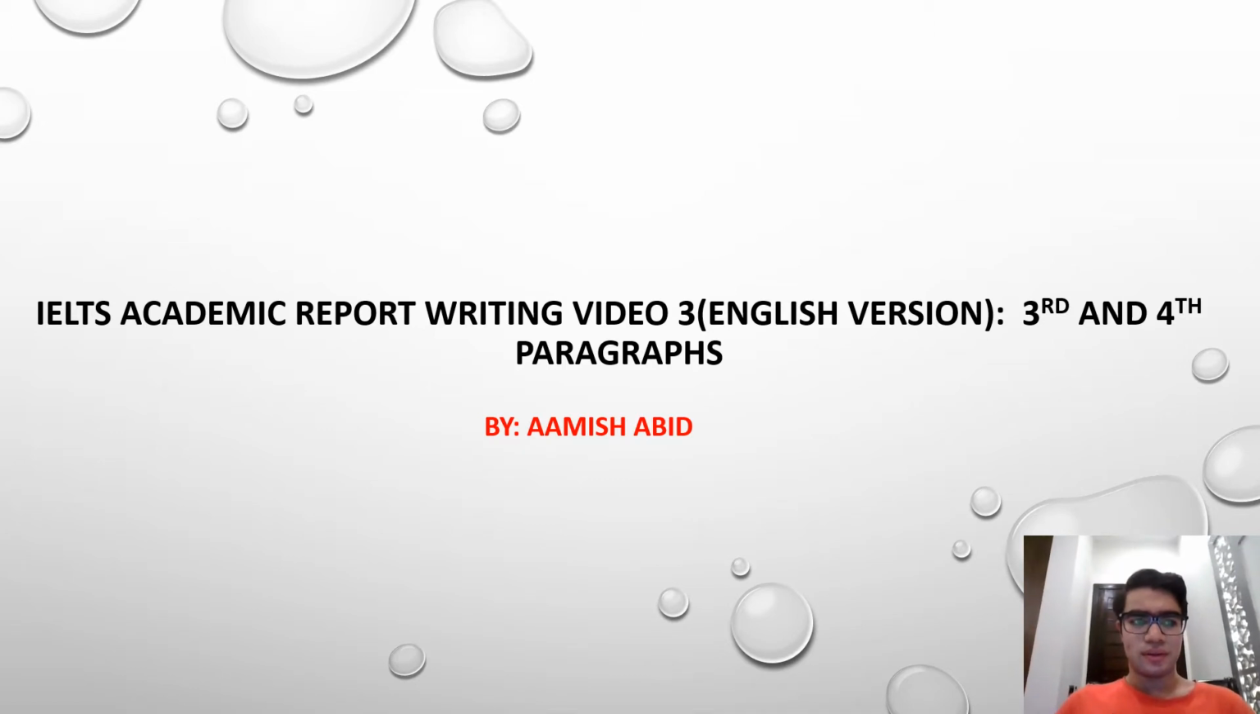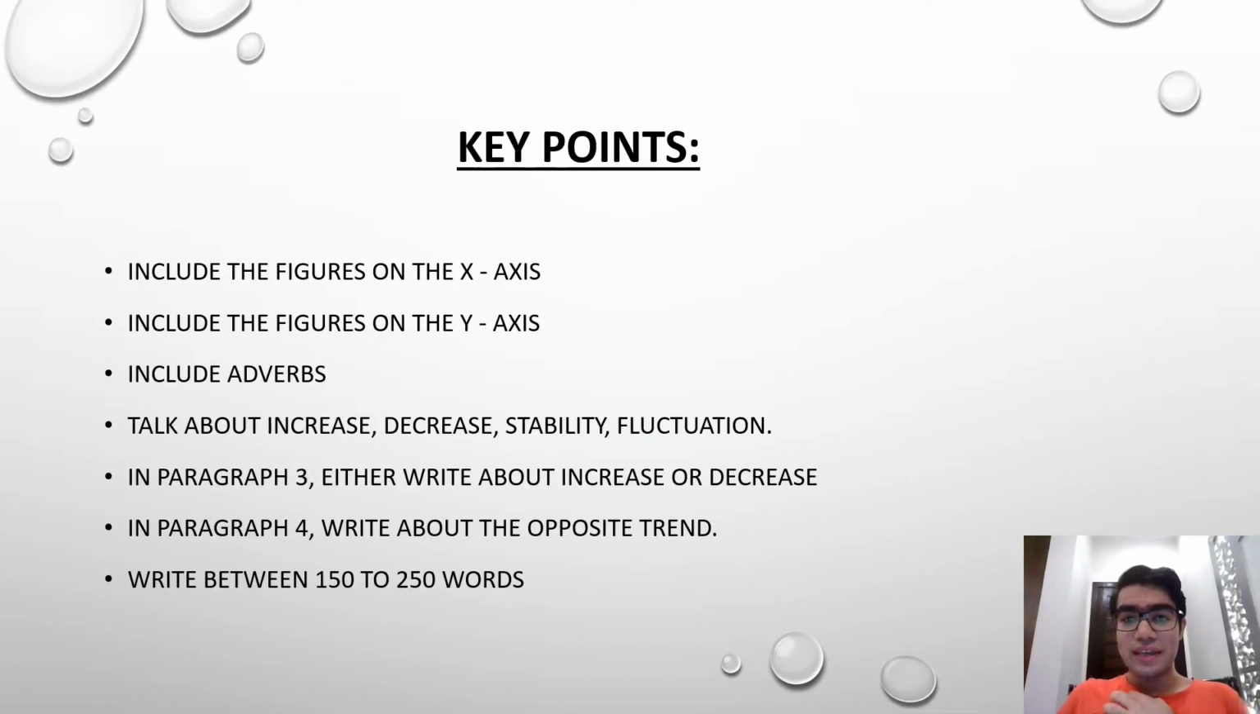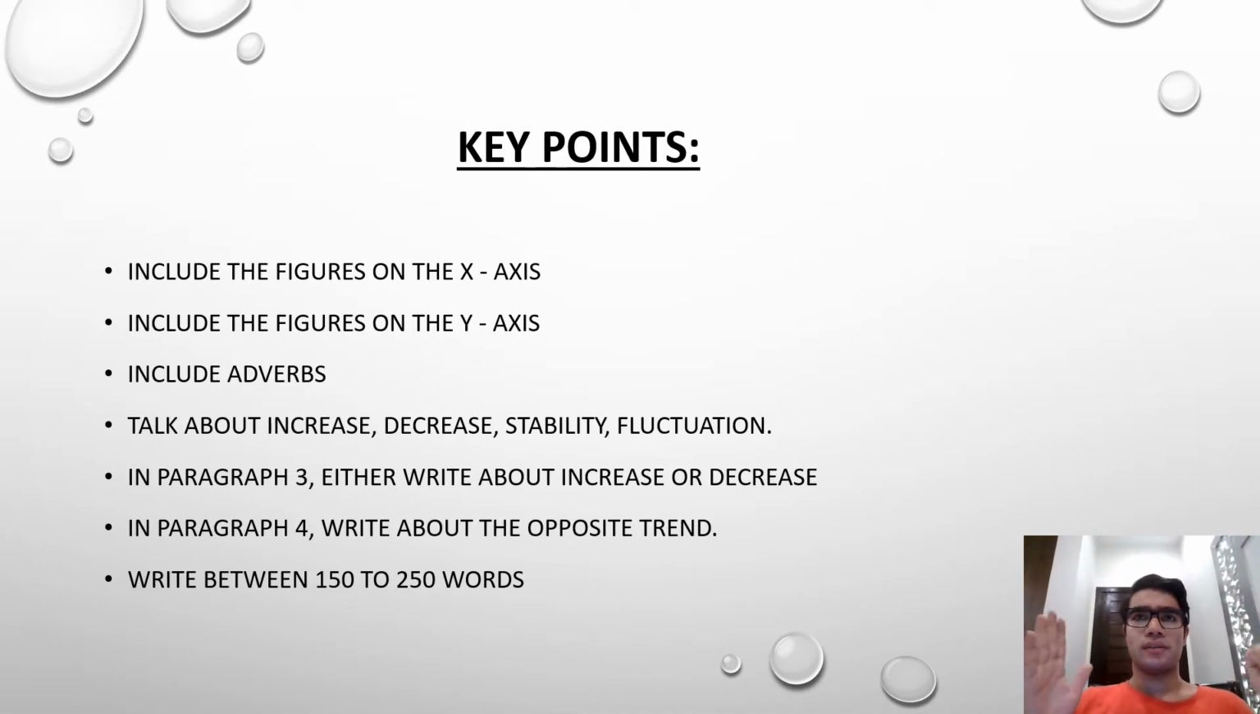Okay. So let's begin. So guys, I'll just tell you the key points that you need to know when you're writing a third and fourth paragraph of a report. So basically you need to include the main figures which are on the y-axis and which are on the x-axis. The x-axis is like the horizontal line and the y-axis is the vertical line of a graph, okay? So you need to include the figures. Remember, in introduction and overview we did not include any figures or stats, but in third and fourth paragraph you need to do that because we are going in more detail, okay?